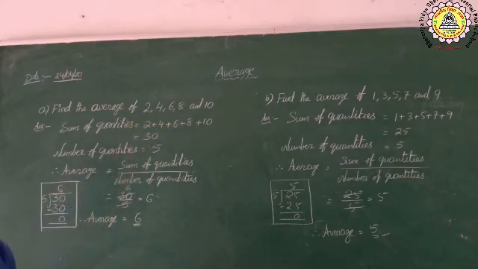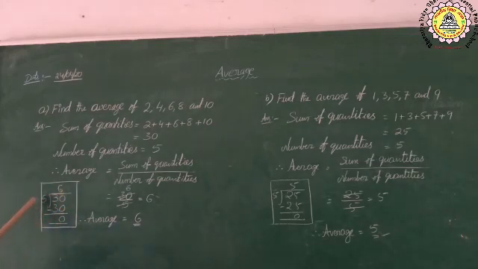5 numbers are there. So number of quantities is equal to 5. Therefore average is equal to sum of quantities by number of quantities. That is equal to 30 divided by 5, or 30 by 5. So 30 by 5 is what? See, I completed the rough work inside a box.